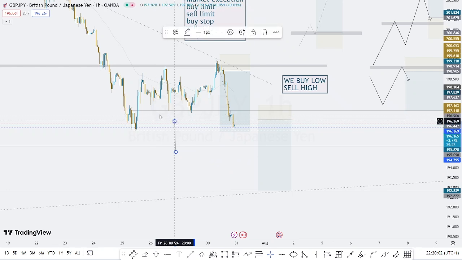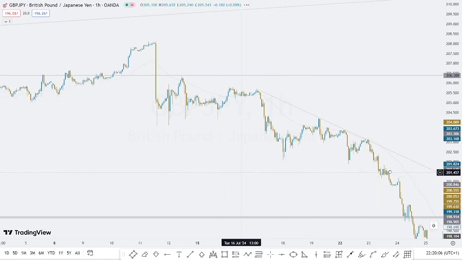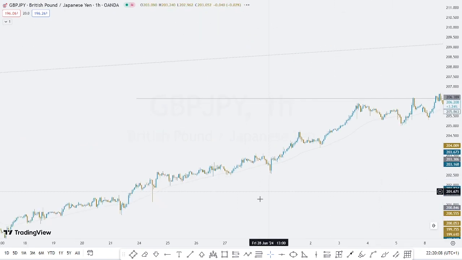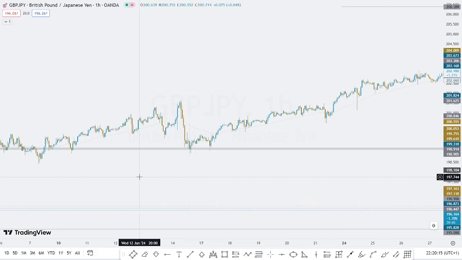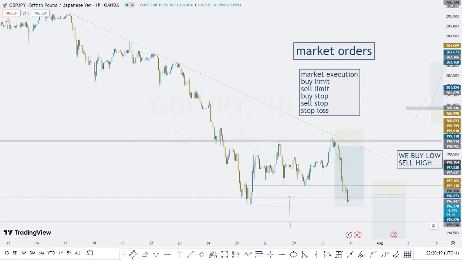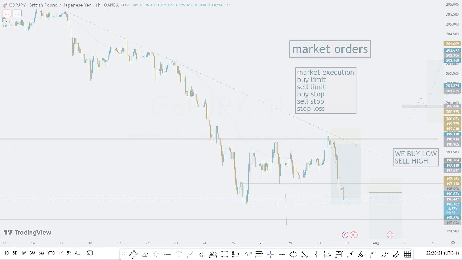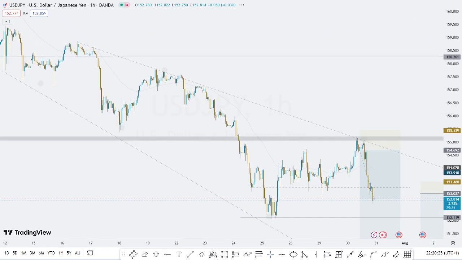And again, on the buy stop, let me look for a buy stop example somewhere here. I don't know where to look. I don't know if I have an example here. Okay, let me just go to the next chart. I don't have a buy stop here.